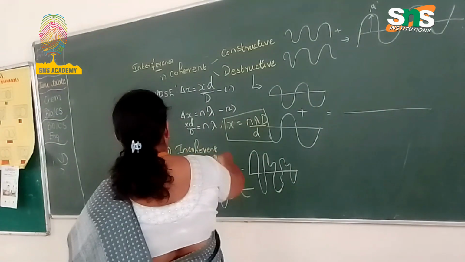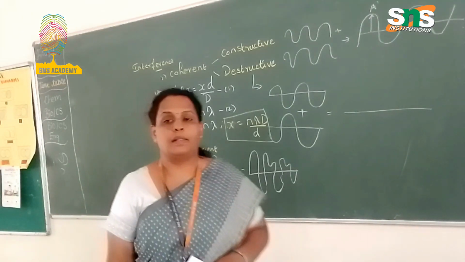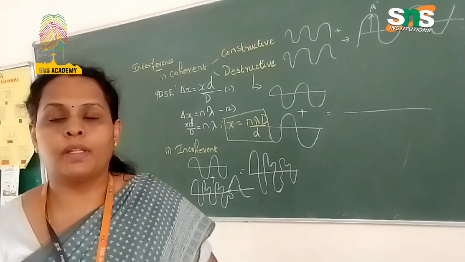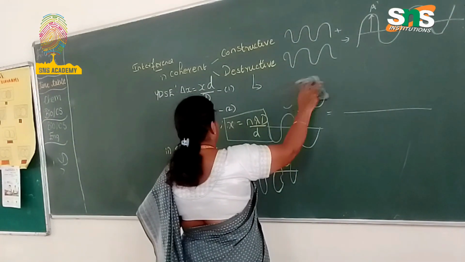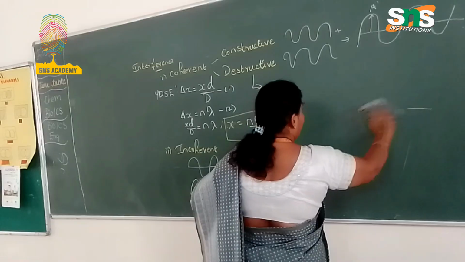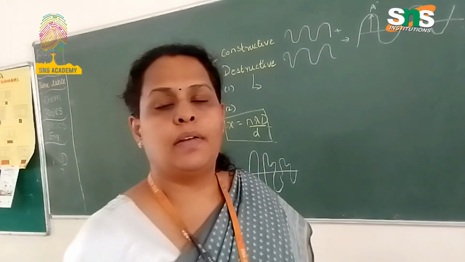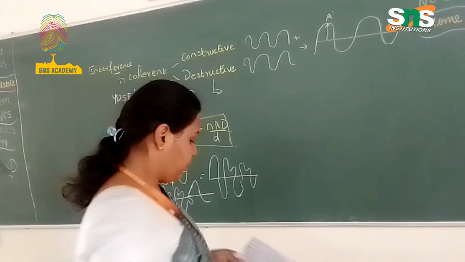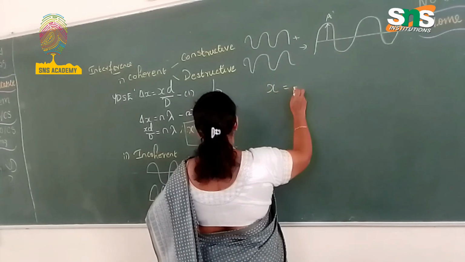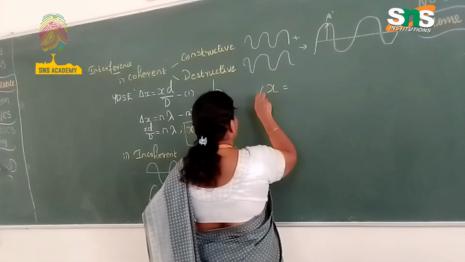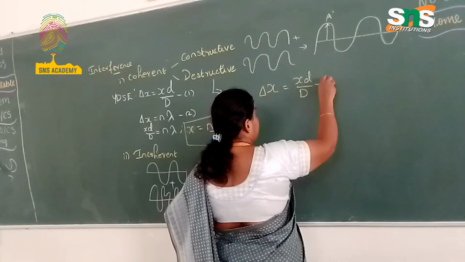yes, we know this equation will again be compared with the equation for destructive interference. The equation is the same, where del x equal to x d by D. That will be compared with the equation of destructive interference. Can we compare and arrive at the final equation? Yes. So, we know del x equal to x d by D. Let it be our first equation.